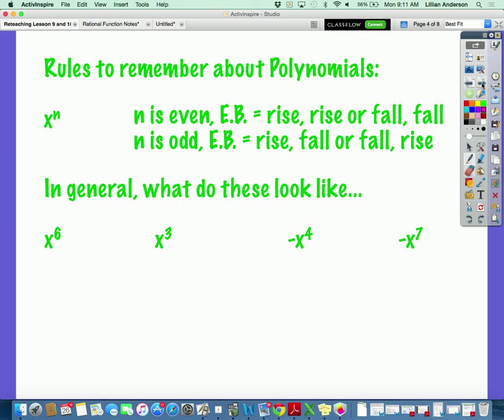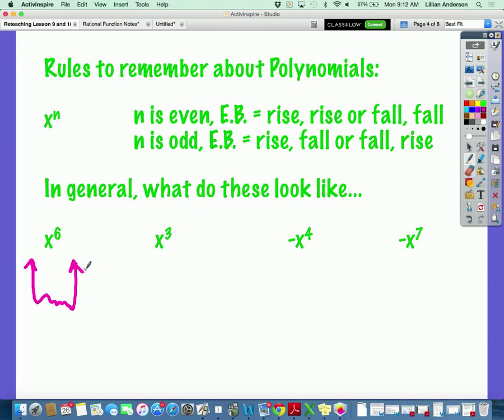When am I going to fall, fall on both sides? Even and negative. When it's an even power and a negative coefficient. Odd, they're opposite. Either you rise, fall, or you fall, rise. So in general, what does x to the 6 look like? Show me with your arms. Very good. It's going to be up here. Something happens in the middle. There you go.